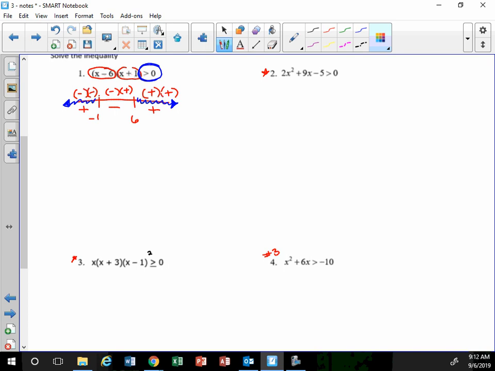What do you think? The -1 and the 6, do I want to include those or not? No. Why? Right. It just says greater than 0. It doesn't say greater than or equal to. So I'm going to put little open circles on those. And then we just have to write our answer in interval notation. So I start on the left. Negative infinity to -1, parenthesis, union 6 to infinity.